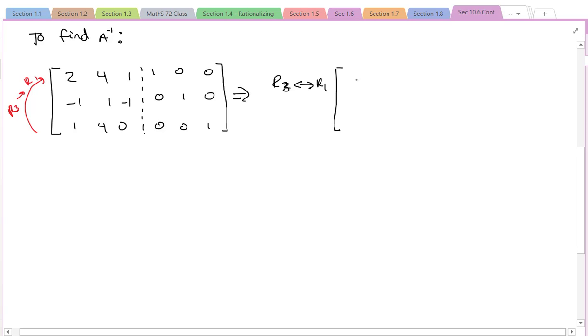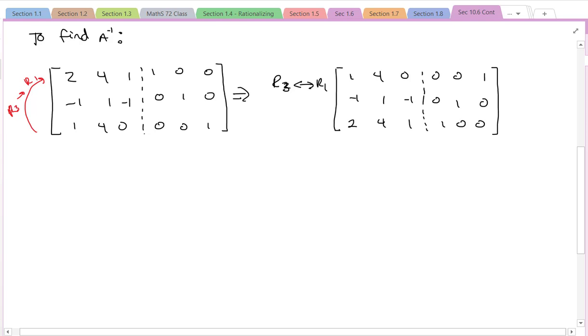So my new row 1 is 1, 4, 0, 0, 0, 1. Row 2 stays the same, we didn't do anything there, so negative 1, 1, negative 1, 0, 1, 0. And now the new row 3 becomes what was row 1. So 2, 4, 1, and 1, 0, 0.